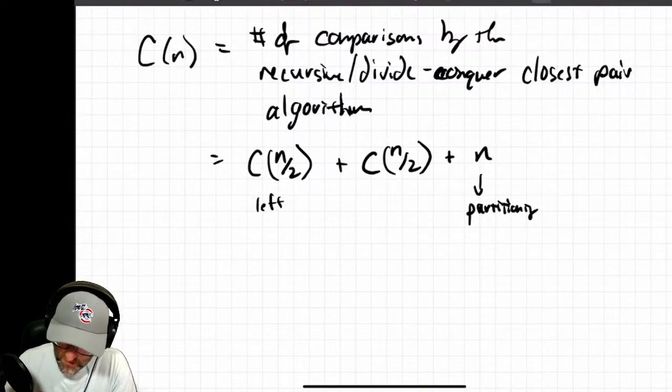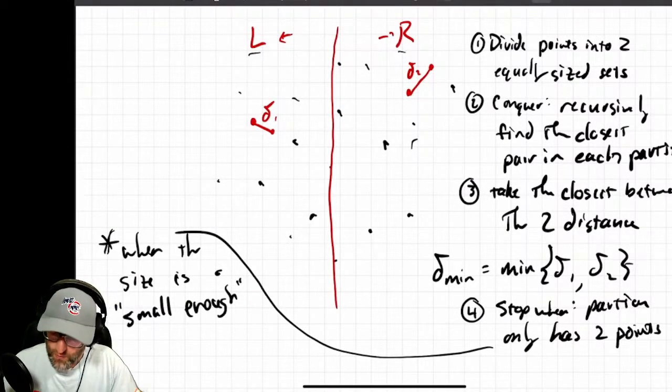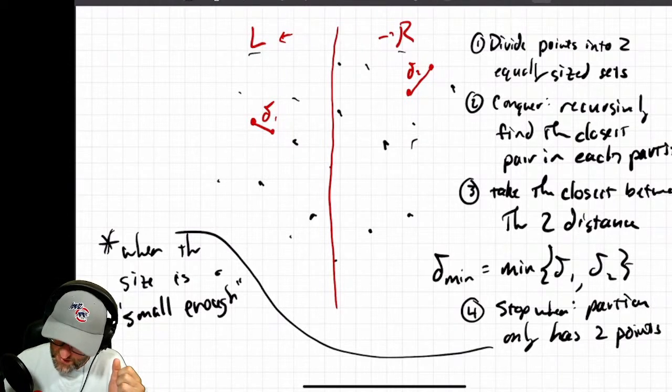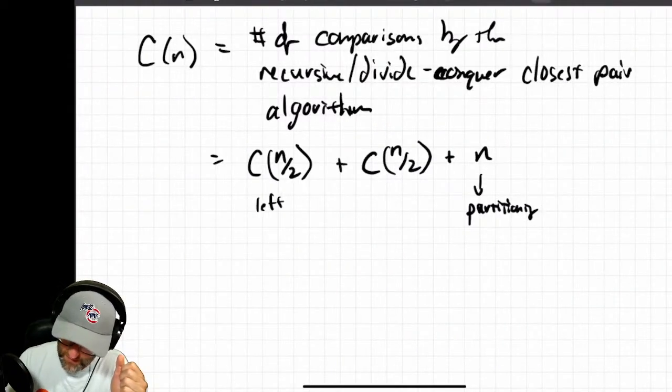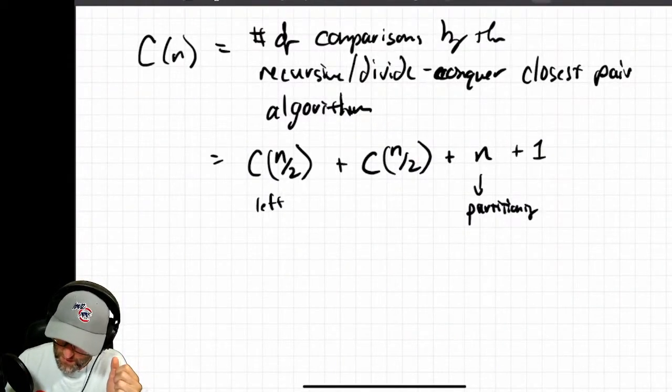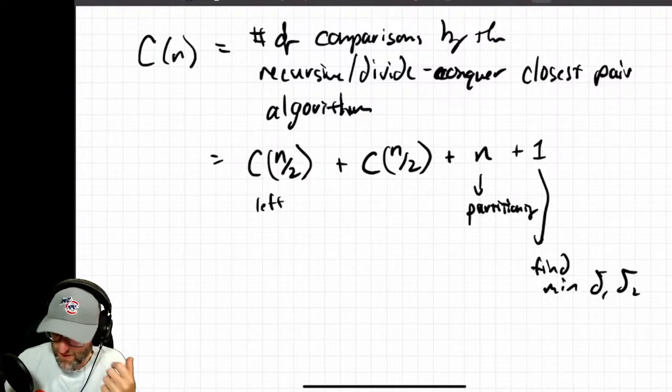And what other kind of work is there? So we have to divide it into 2 sets. We call it recursively. That's already taken care of. We take the closest between the 2 points that we've already been given. Well, that's just constant, plus 1 to find the minimum of delta 1, delta 2. So we don't even have to write that down.